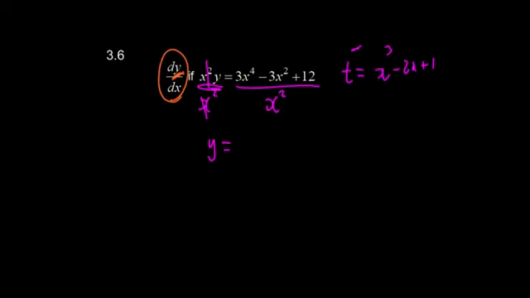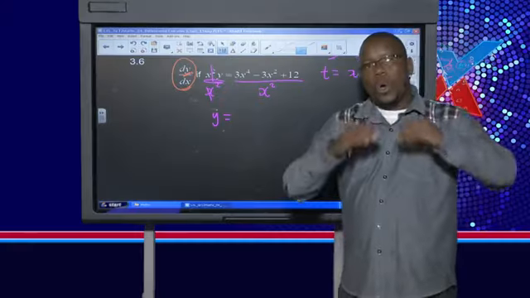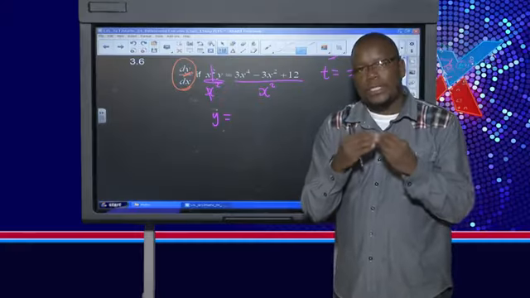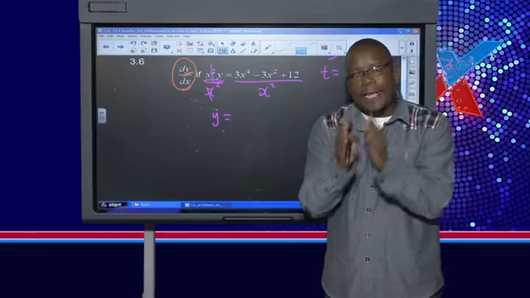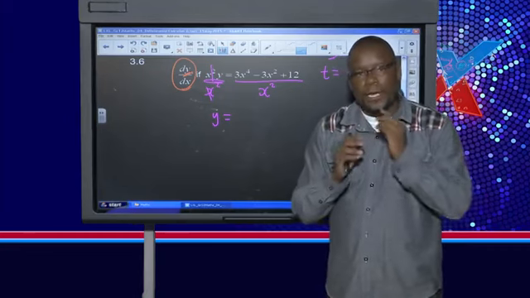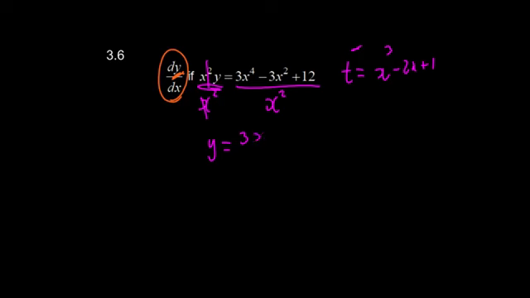Now, earlier on we said, okay, we don't want to see the x as a denominator, but then all over x squared, what does that mean? Each and every term has got a denominator of x squared. So you've got 3x to exponent 4 divided by x squared minus 3x squared divided by x squared plus 12 divided by x squared. All right?